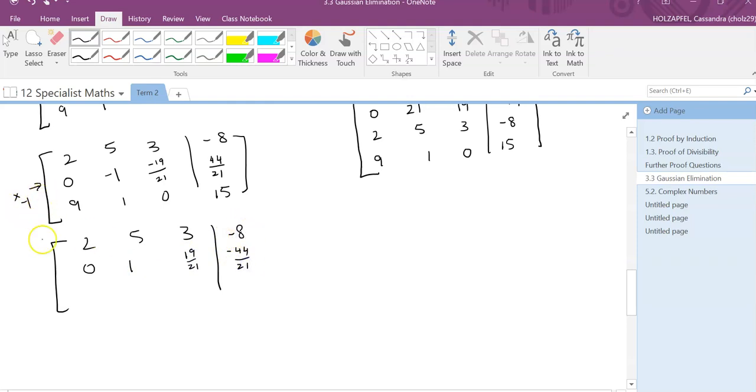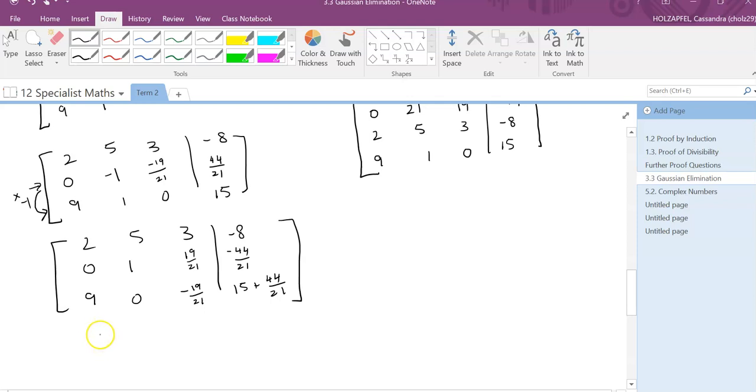Okay, so let's now add this row into this. So 0 and 9 is going to make 9 still. 1 and -1 are going to make 0. And then this is going to make negative 19 over 21. And this is going to make 15 plus 44 over 21. And again, I'm not going to do that calculation yet because I'm still manipulating things and playing around with things until I can get the value that I want.